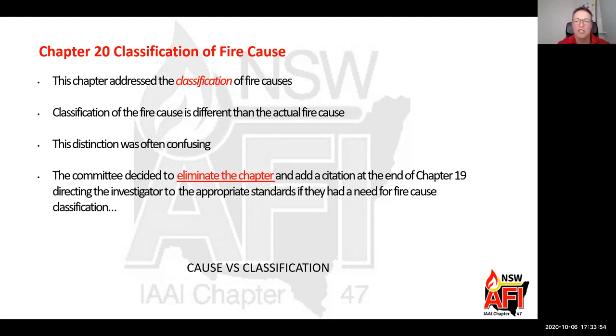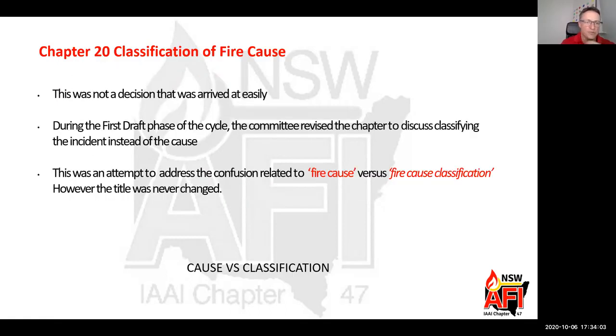The cause has changed slightly. It's just the circumstances that brought everything together to create the fire. The classification is the 1 of 4. So they removed that. Now, why did they do that? Well, it certainly wasn't an easy decision to make.